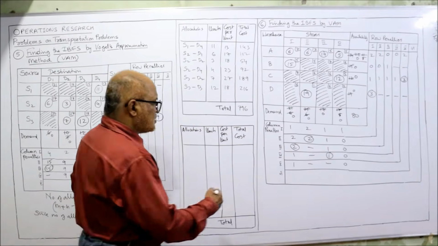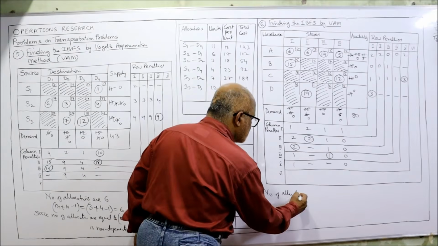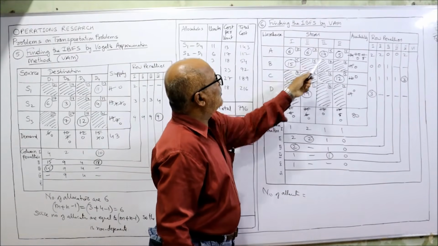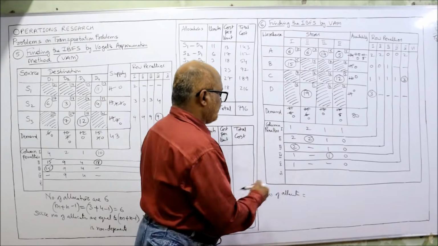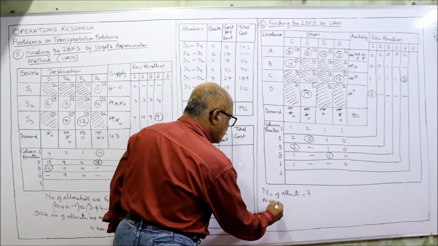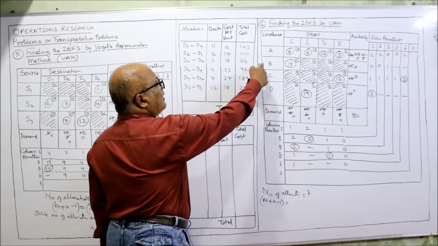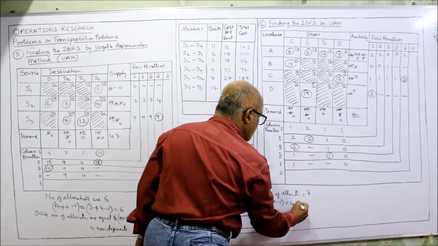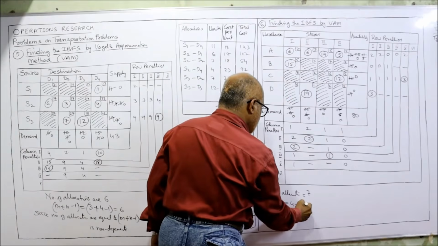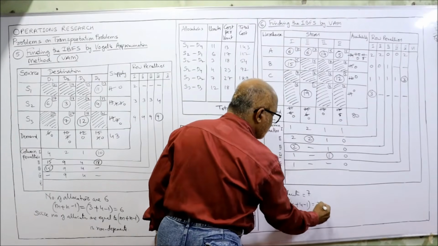Now number of allocations is equal to... Now count how many allocations? 1, 2, 3, 4, 5, 6, 7. Number of allocations are 7. Then m plus n minus 1. M means number of rows. How many rows? 1, 2, 3, 4 rows. Plus number of columns. 1, 2, 3, 4. Minus 1. So 4 plus 4, 8 minus 1 is equal to 7.